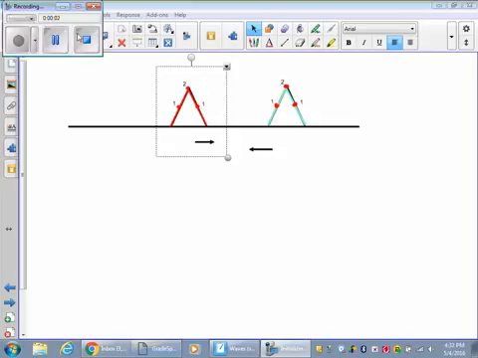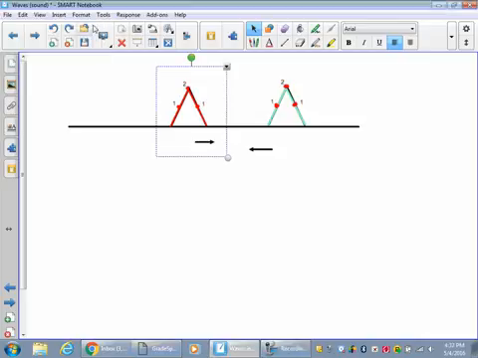Alright guys, wave goodbye. We are going to do constructive and destructive interference.